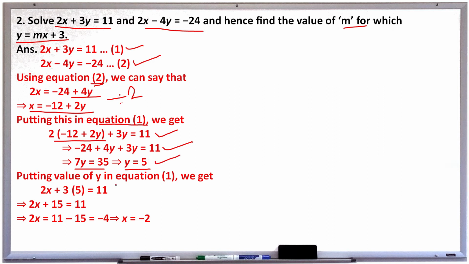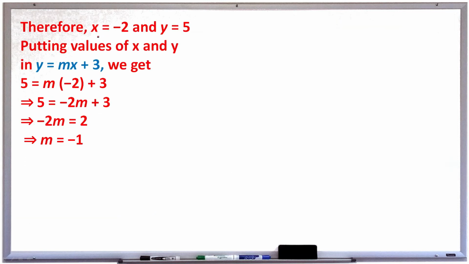Putting the value of y in equation number 1, you will get the value of x. Just apply and solve, you will get x is equal to minus 2. So the x value and y value we got. Then we are going to find the value of m. Therefore x is equal to minus 2 and y is equal to 5.